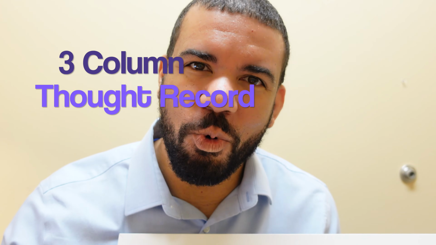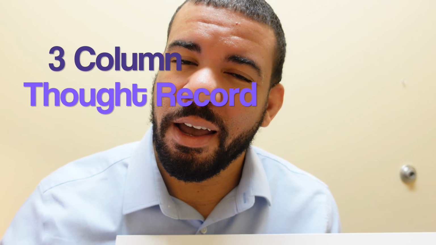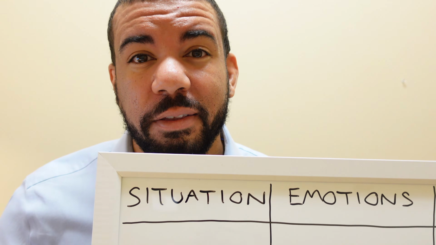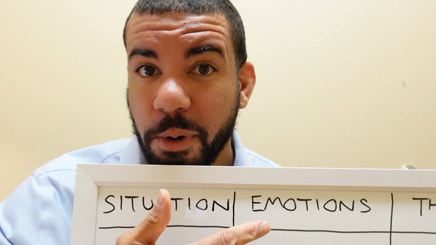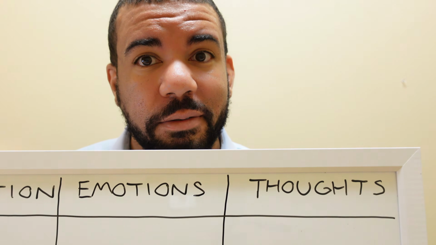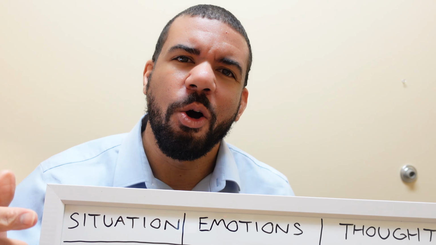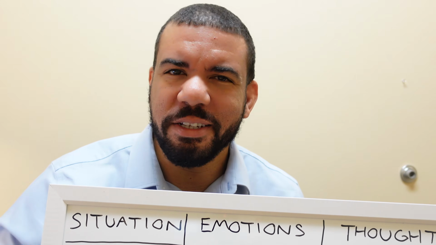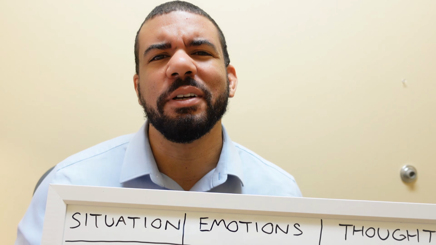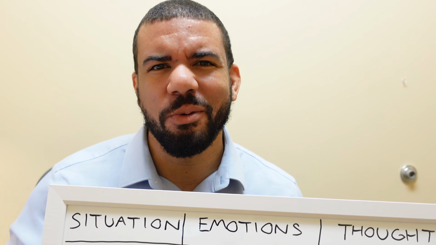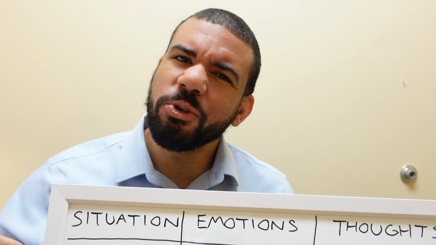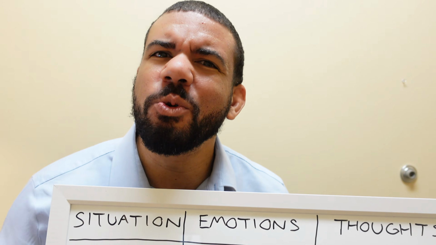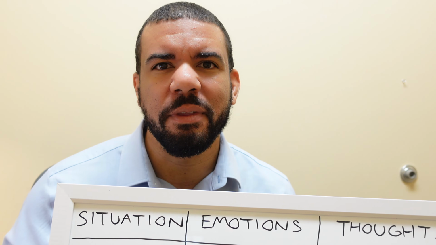The simplest form of a thought record has 3 different columns. You have the situation, you have the emotions, and you have the thoughts. Why this is important is sometimes it's very hard to identify what we're actually thinking in a particular moment. But most likely, we have 1 or 2 of these things already.